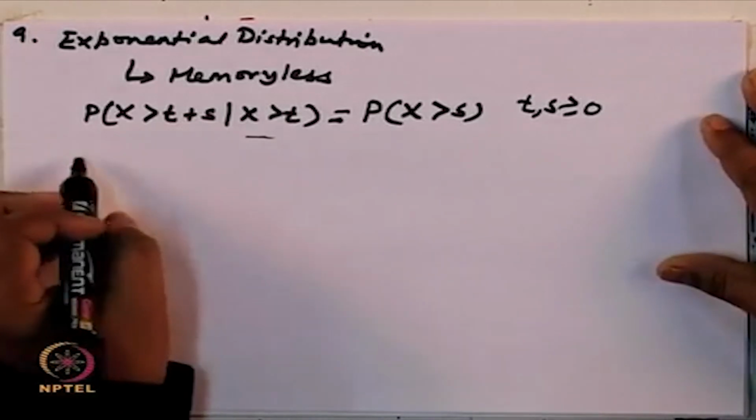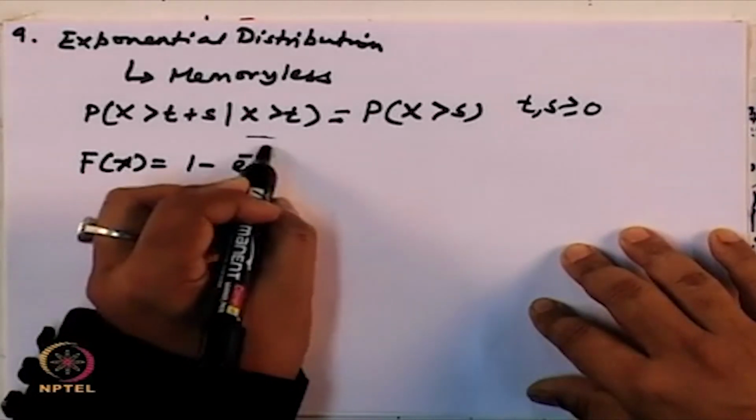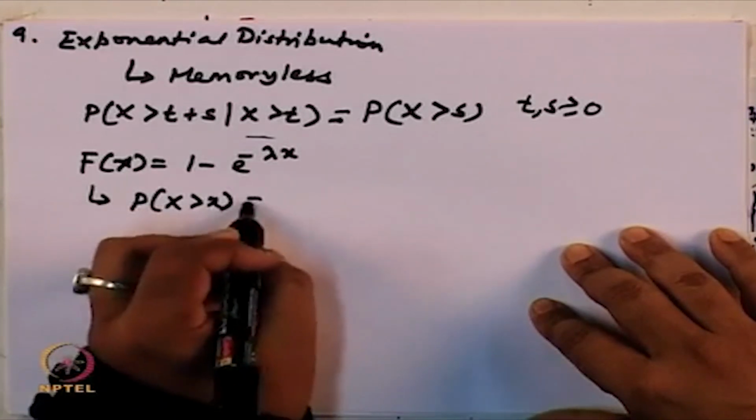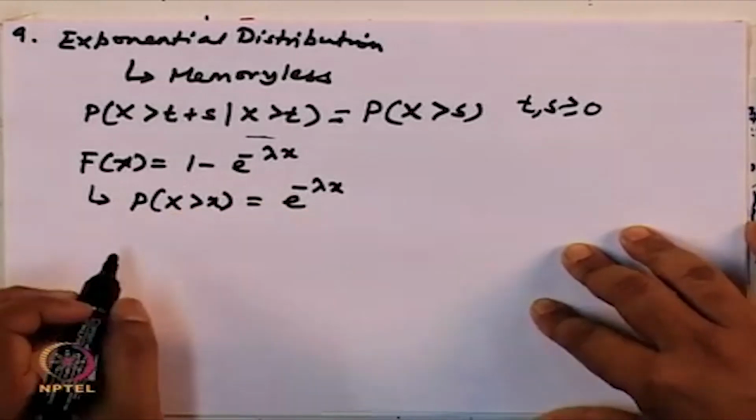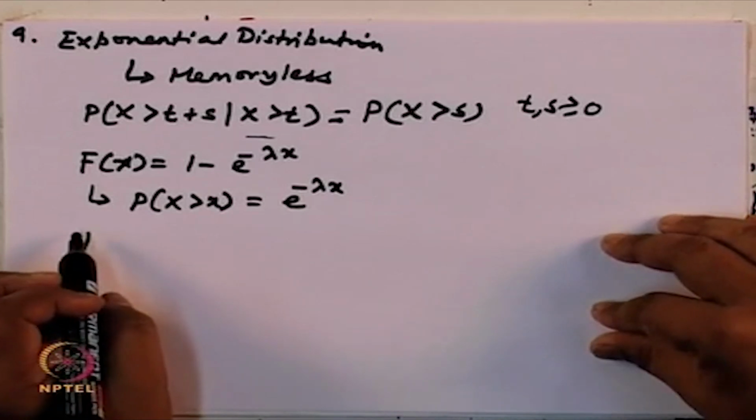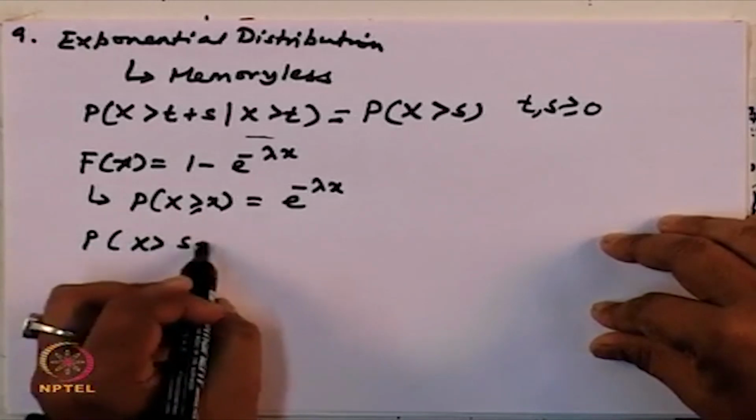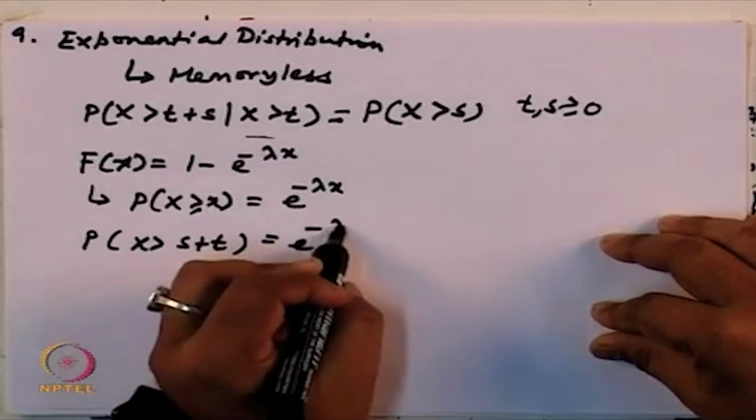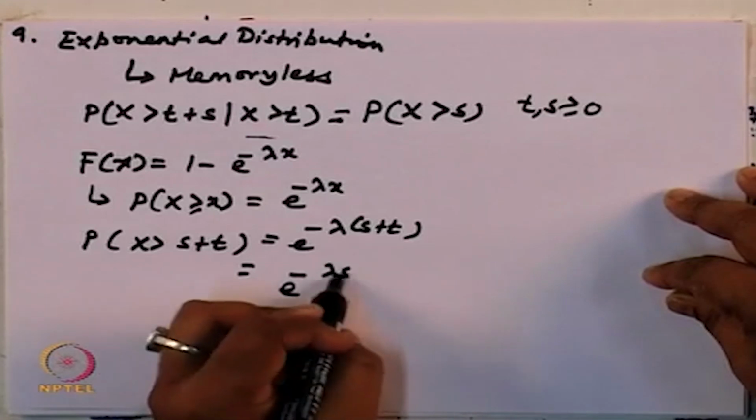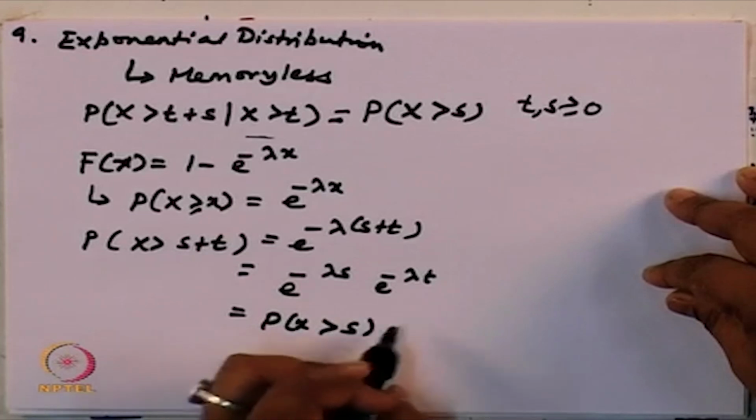We know that F(x) is given by 1 minus e to the power minus lambda x, which would mean that the probability of X greater than x is equal to e to the power minus lambda x. So, the probability of X greater than s plus t would simply be equal to e to the power minus lambda (s plus t). And this I can break down as e to the power minus lambda s into e to the power minus lambda t, which is equal to the probability of X greater than s into the probability of X greater than t.